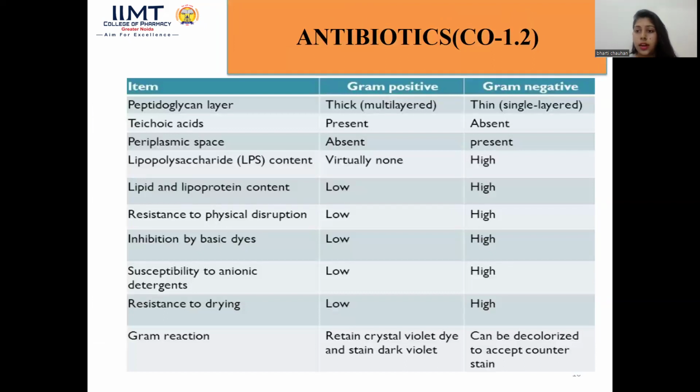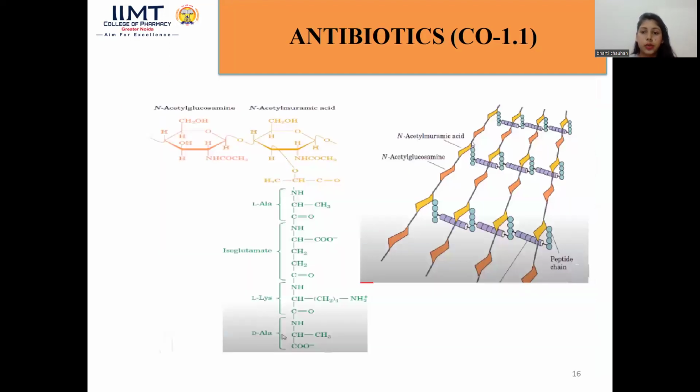Now I will give an overview about gram-positive and gram-negative bacteria in short. Gram-positive bacteria contain a thick peptidoglycan layer, and gram-negative bacteria do not have a thick one, but a thin, single-layered peptidoglycan layer. Teichoic acids are present in gram-positive and absent in gram-negative. Other than this, lipid and lipoprotein content is very low in gram-positive bacteria and very high in gram-negative bacteria. So these are the basic introduction about that.